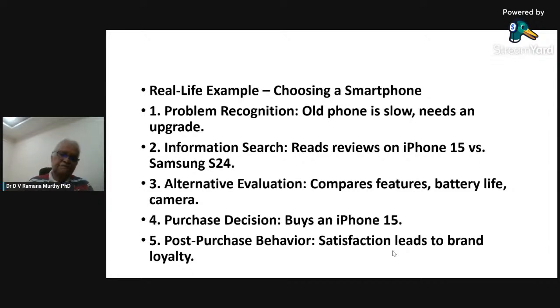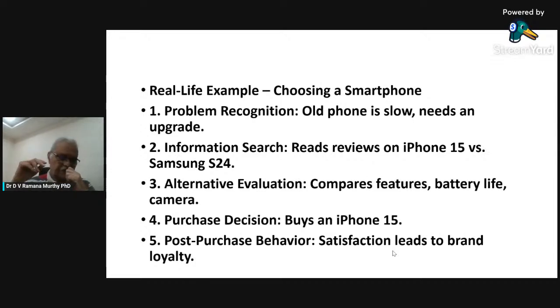Choosing a smartphone. Let's see problem recognition first. Why do you want to buy a smartphone? For example, your old phone is very slow and needs an upgrade. That's what you think. Whenever you open different apps, they open very, very slowly, and you're not happy with the speed at which the phone is working. So this is a problem. This is the problem recognition. So you need an upgrade.